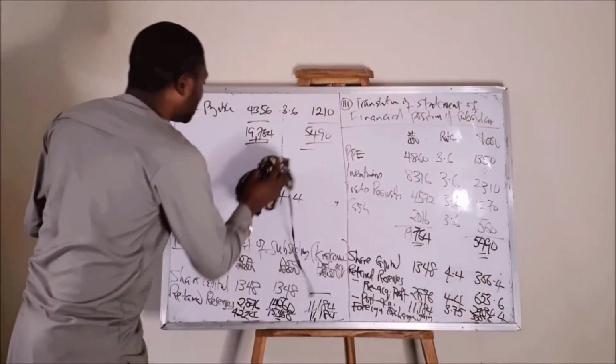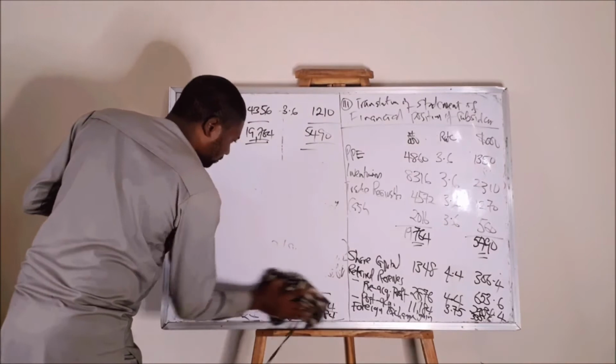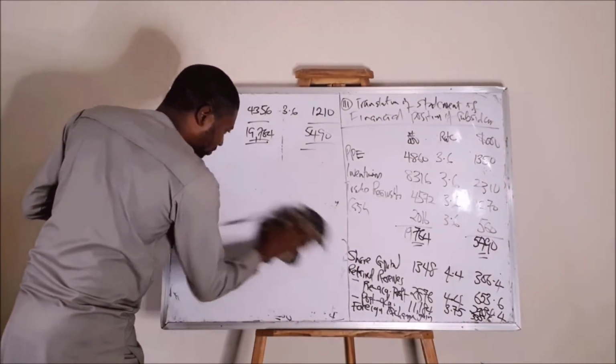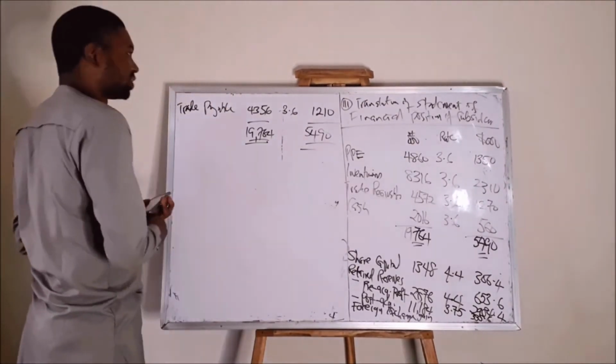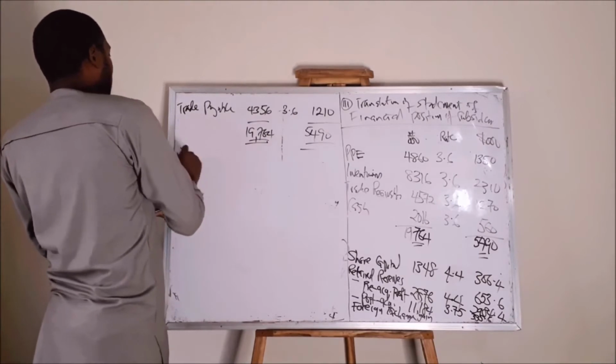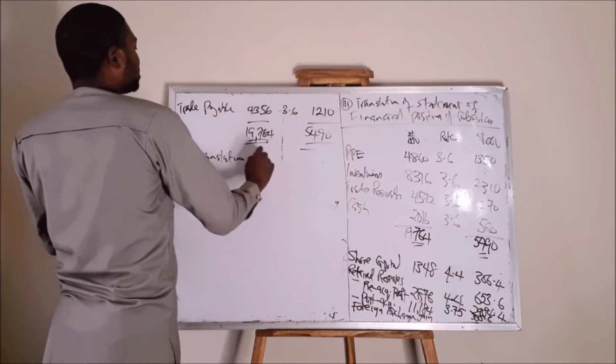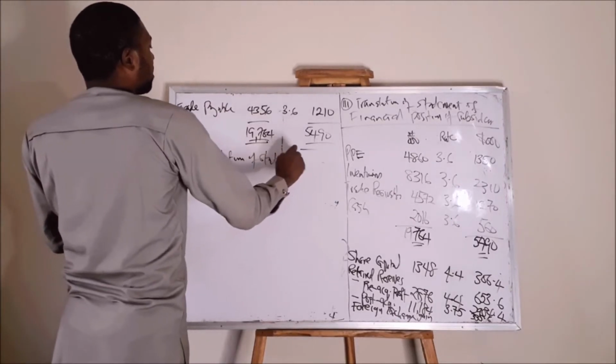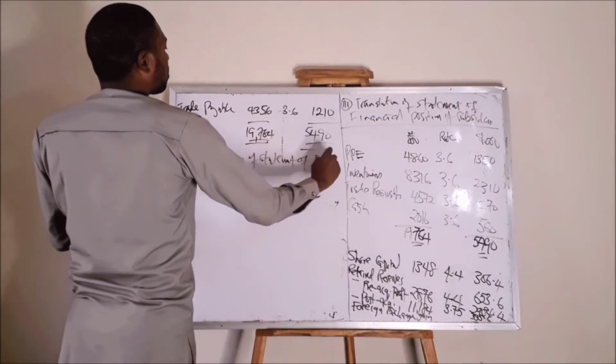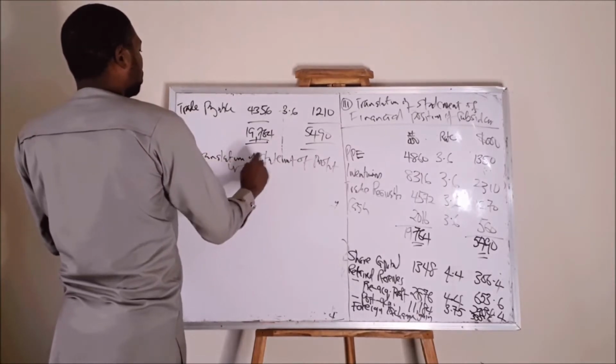Now let's continue and translate the statement of profit or loss. Since there is a statement of profit or loss, remember we said we have to do all the translations. Number 4 now: translation of the statement of profit or loss.